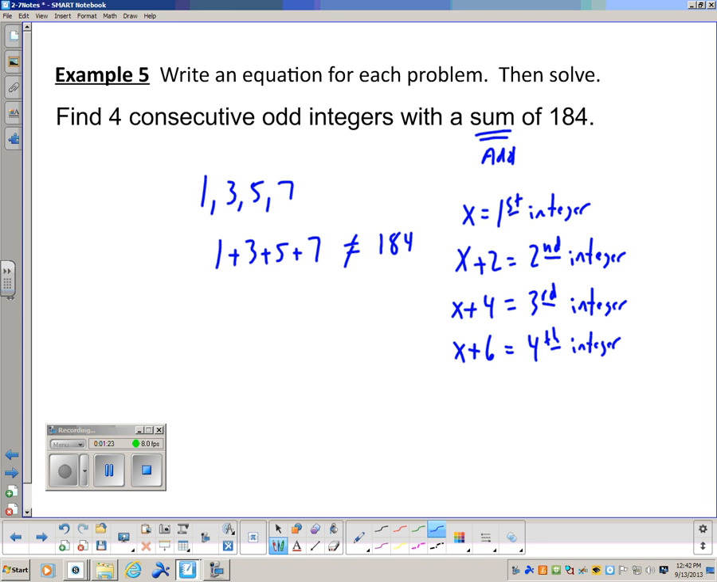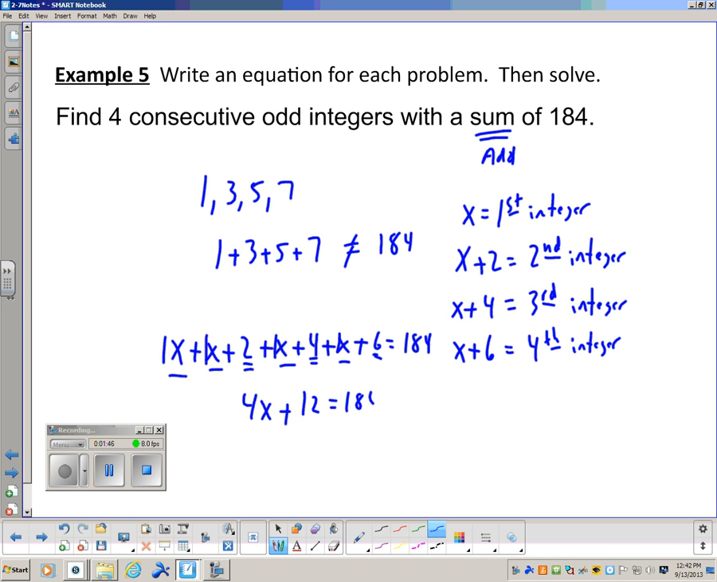So now we can just go ahead and set that up. They have to add up to be 184. We can solve those. We get 1x plus 1x plus 1x plus 1x is 4x. And 2 plus 4 plus 6 there is 12. Equals 184. We can just solve for x now.